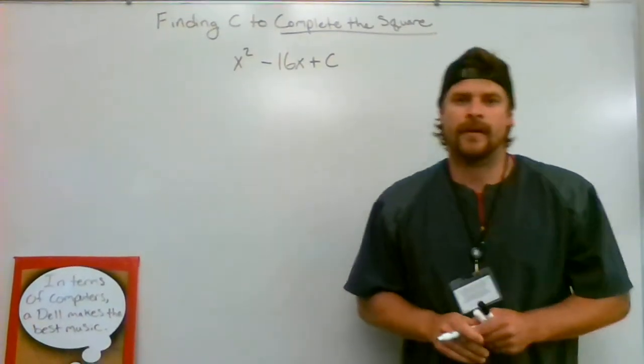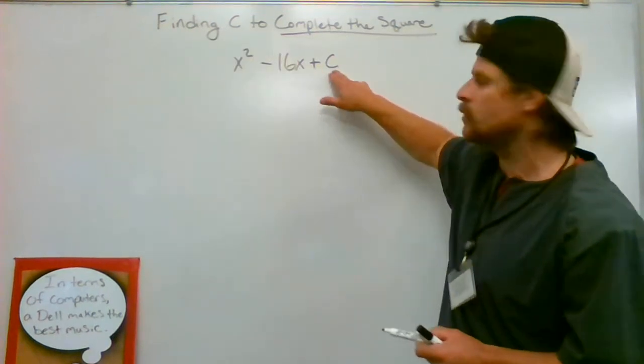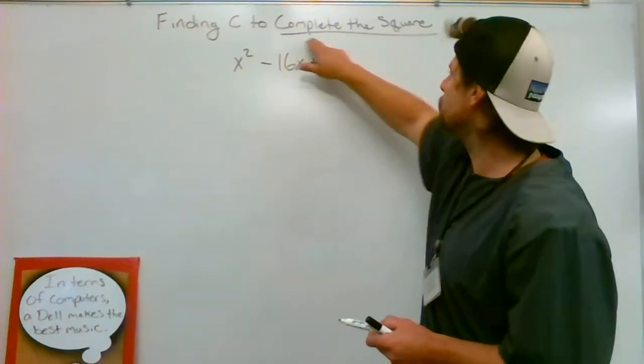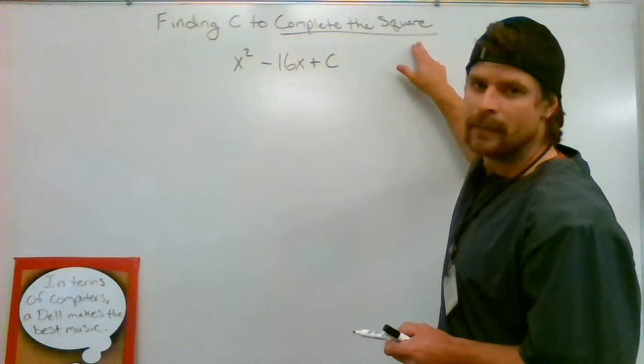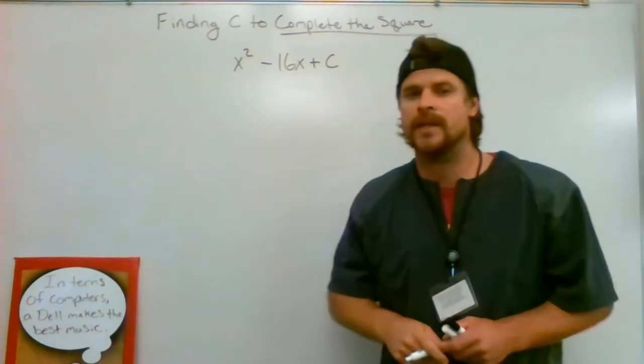What is up? Today in our video, we're going to learn how to find the C value in the trinomial to complete the square. We're trying to make this a perfect square trinomial. There's only one value for C that we can use.